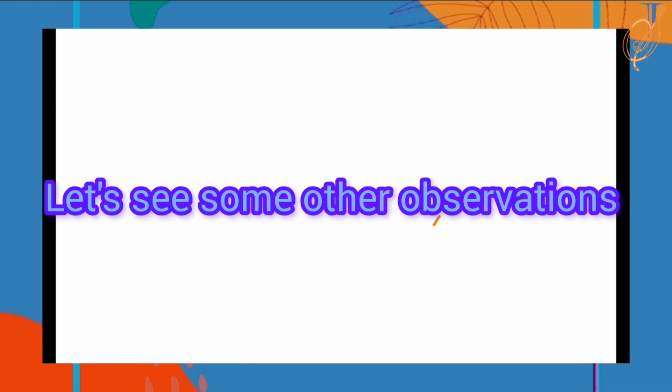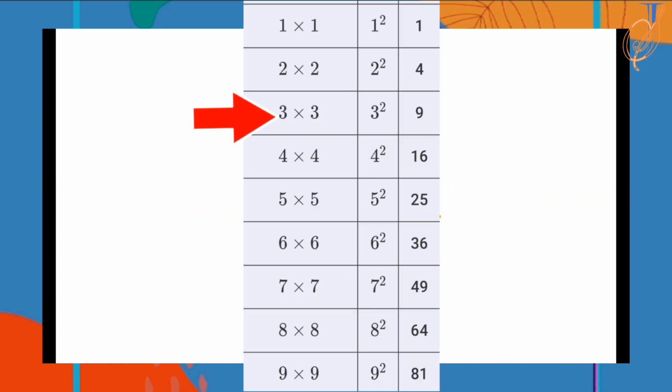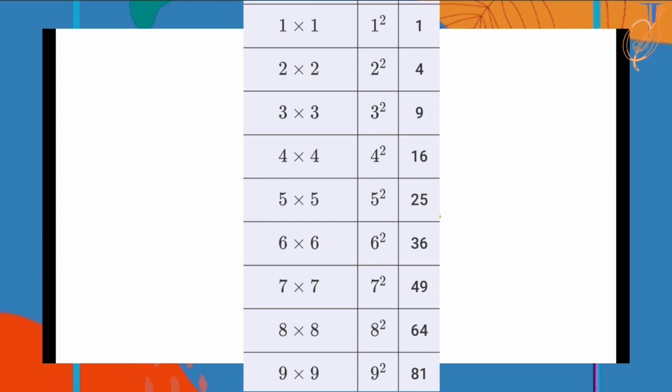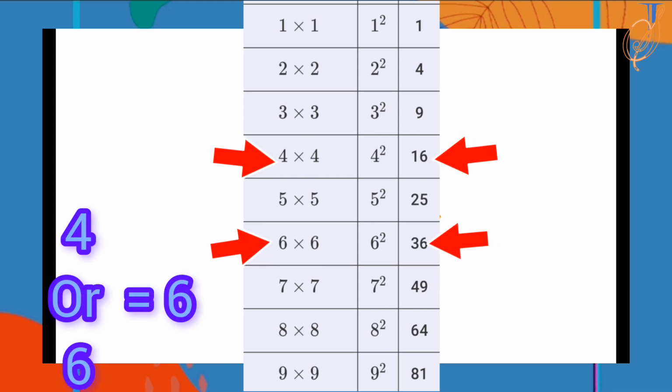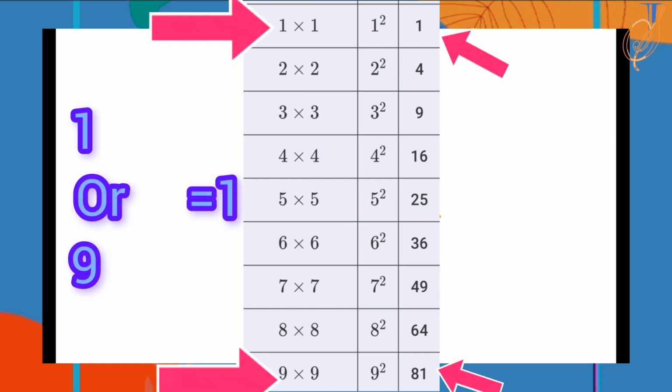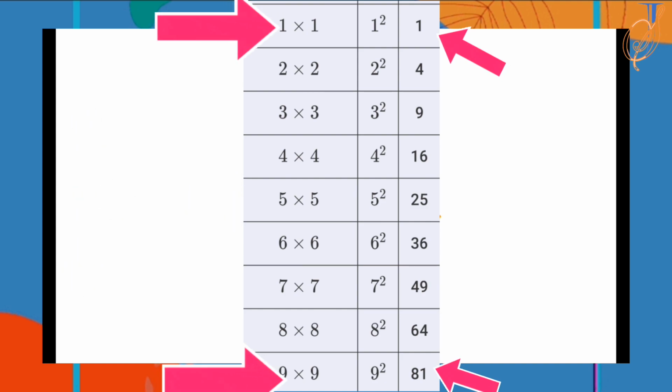Let's see some other observations. Perfect squares of numbers ending with 3 or 7 have 9 at their ones place. Perfect squares of numbers ending with 5 have 5 at their ones place. Perfect squares of numbers ending with 4 or 6 have 6 at the ones place. Perfect squares of numbers ending with 1 or 9 have 1 at their ones place.